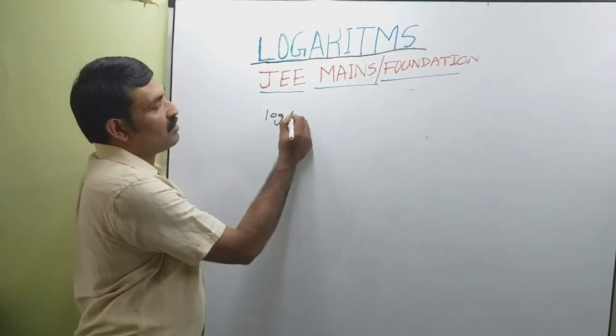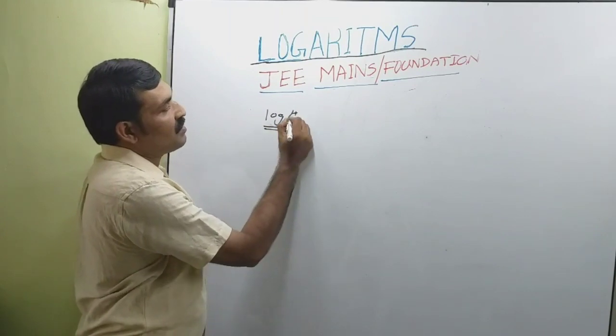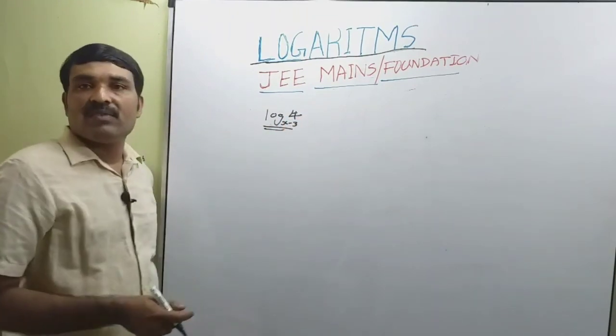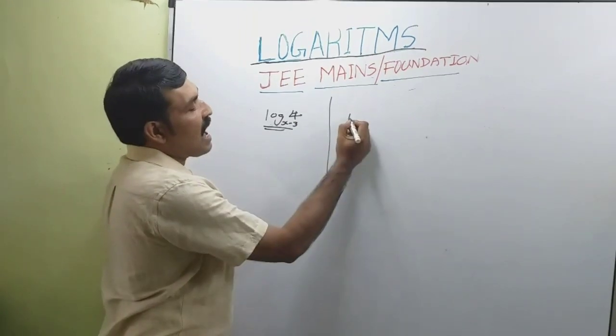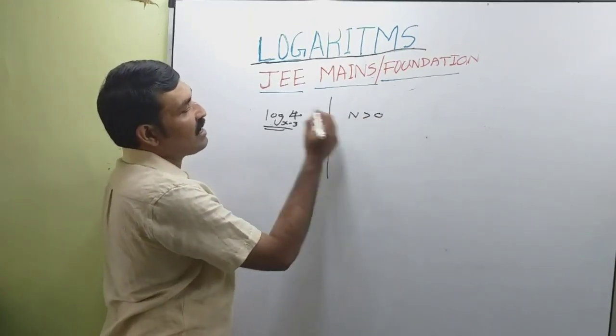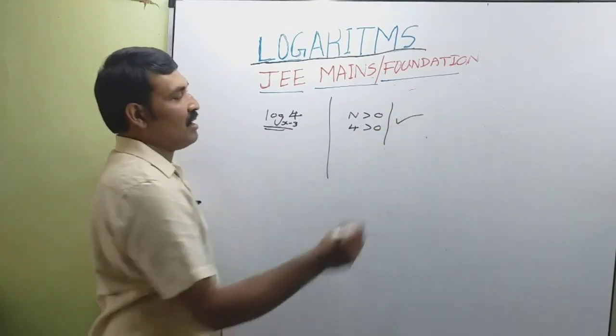log 4 to the base x minus 3. Find the value of x for which the function is defined. Our first condition is n is greater than 0. Here n is 4, greater than 0. So the first condition is satisfied.